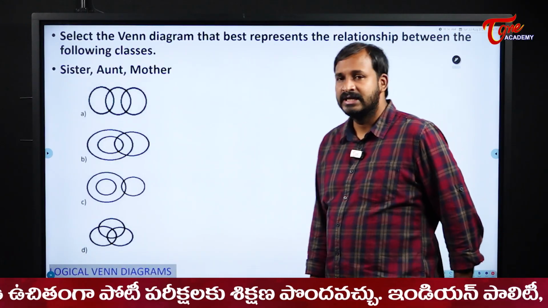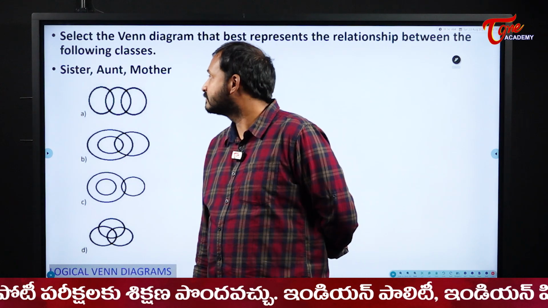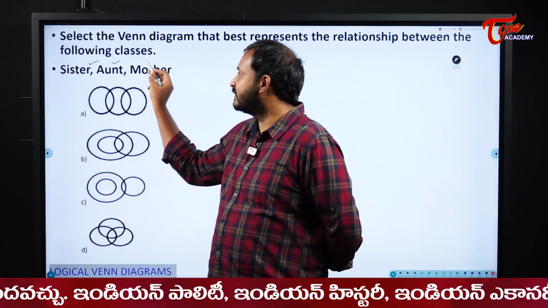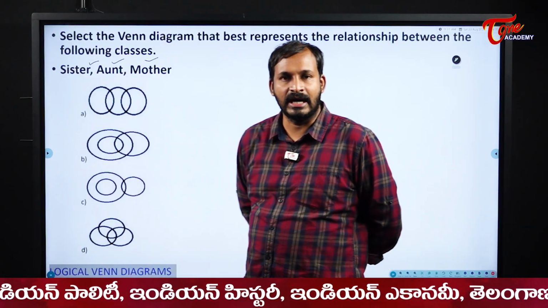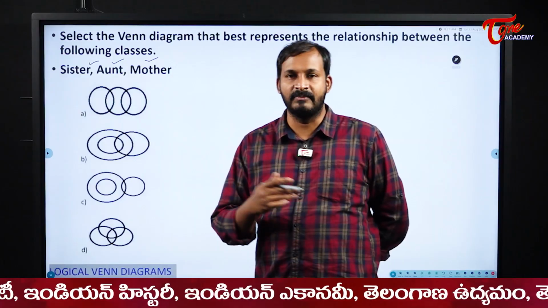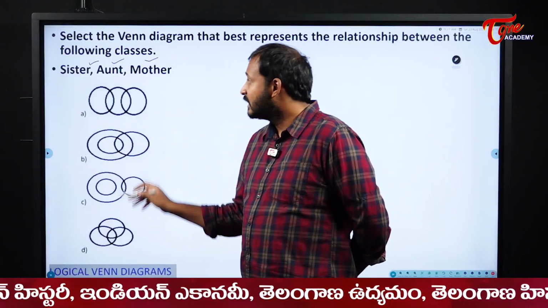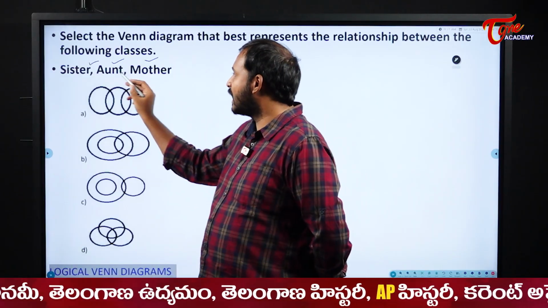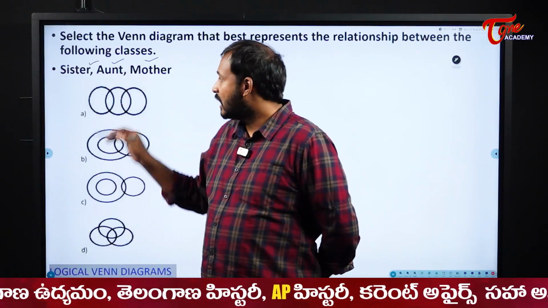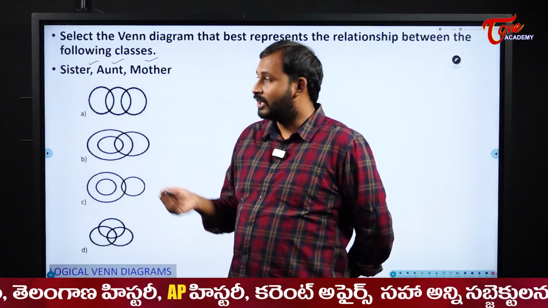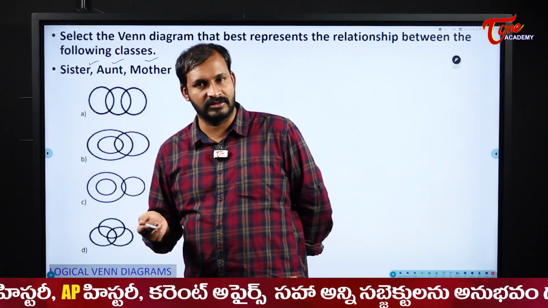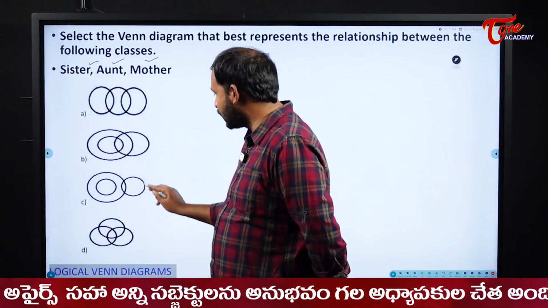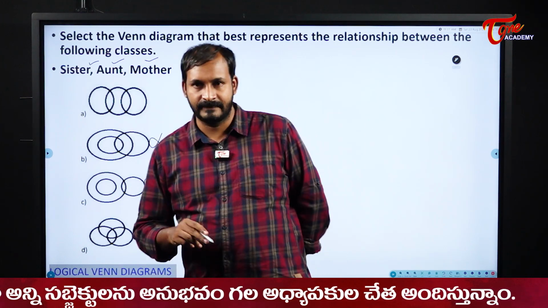Now this is the first one: sister, aunt and mother. How will we draw the relation between these three? There can be multiple choices, right? So see here, does any group completely belong to another group here? Is aunt completely belonging to sister? No. Or aunt completely belonging to mother? No. Do all mothers completely belong to aunt or sister? No. There is no possibility, right? So one completely belonging to the other is completely struck off here.